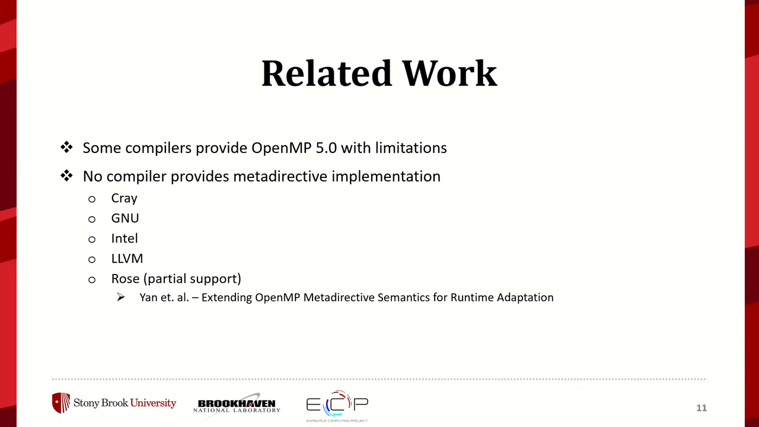Now Clang is evolving rapidly under ECP's SOLLVE project and now supports many OpenMP 5.0 features that are essential for ECP applications. These features do not include metadirective yet, and to the best of our knowledge, our work is the first one which successfully adds OpenMP 5.0 specified metadirective to the Clang framework. In addition to this, we also implement a dynamic extension to the user-specified conditions, which is also defined in the work by Yan and others in the ROSE compiler. So what is this dynamic extension?